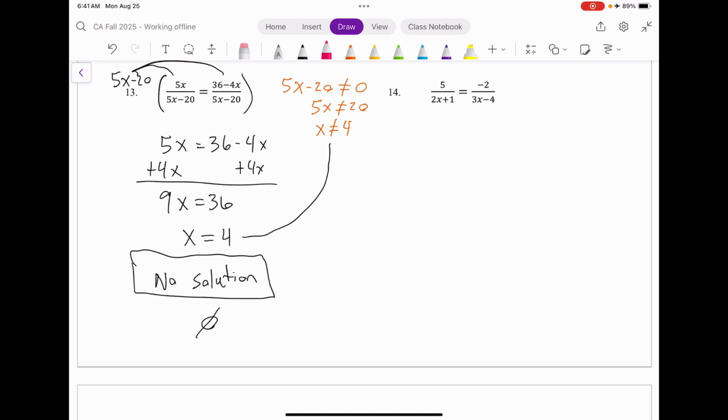All right, 14. We have two different denominators, so we want to set both of those not equal to 0. So we see, okay, x cannot equal negative 1/2 if we solve that. And then 3x minus 4 cannot equal 0 as well. And if we solve that, x could not equal 4/3. Okay, so we're going to multiply everything by 2x plus 1 and 3x minus 4 at the same time.